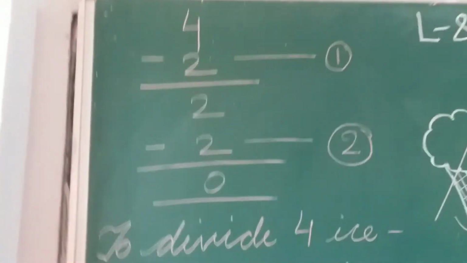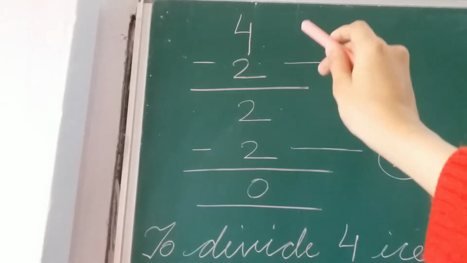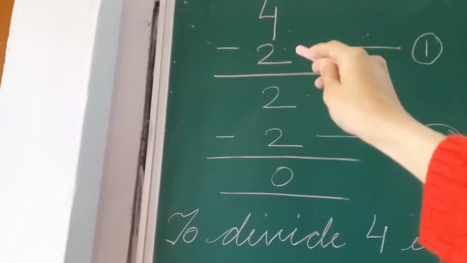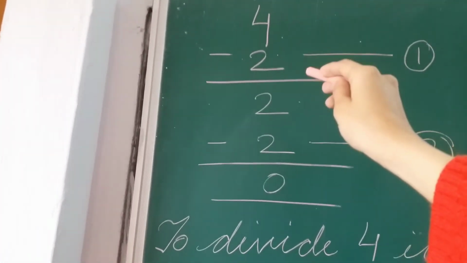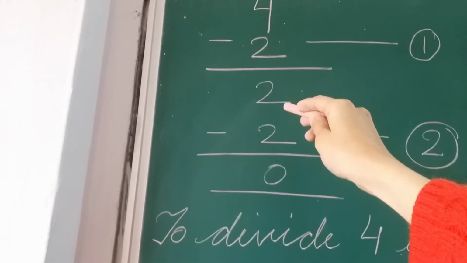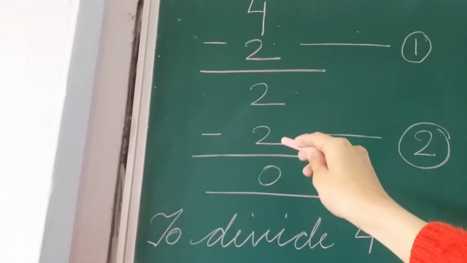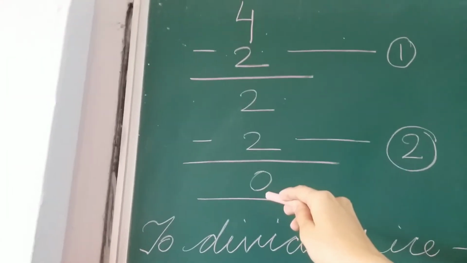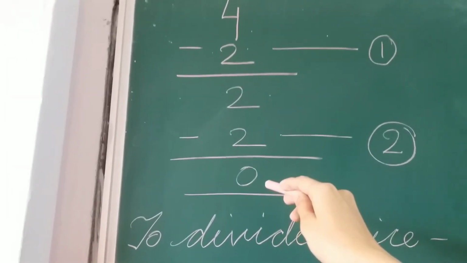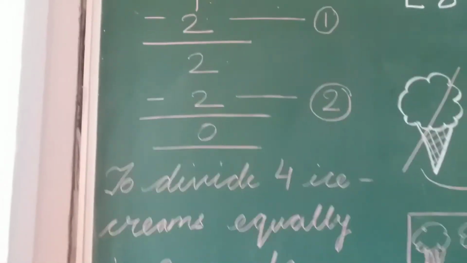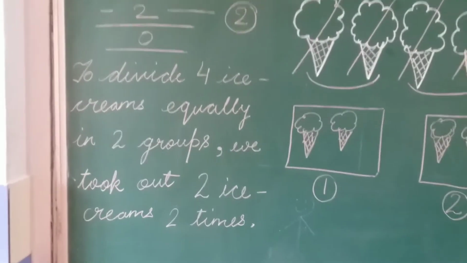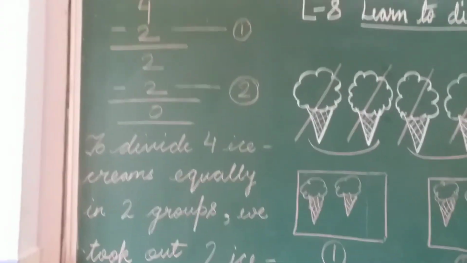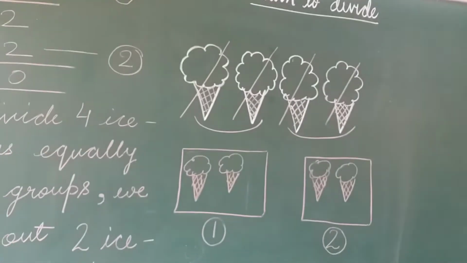See, I had 4 ice creams. Okay, in the first time I took out 2 ice creams. I am left with 2 now. In the second time I took out 2 ice creams. Now I am left with 0. Okay, so what I have done? I have taken out 2 ice creams 2 times from 4.